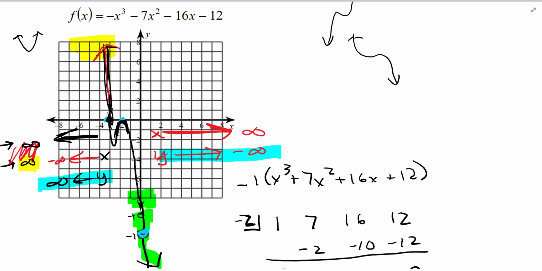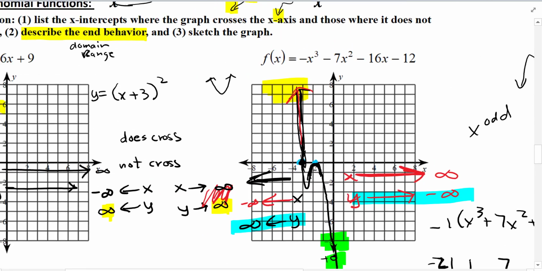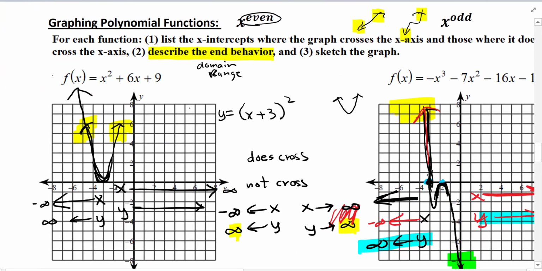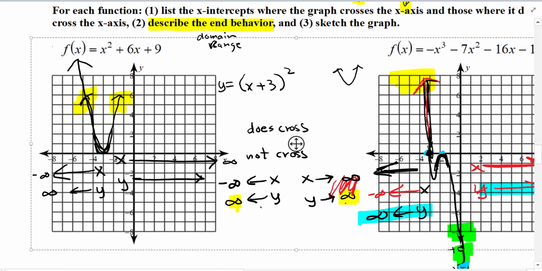Because remember, with x to the odds, the ranges will be going in opposite directions. And with x to the evens, the y values will be headed in the same direction. And I think that's it for this one.